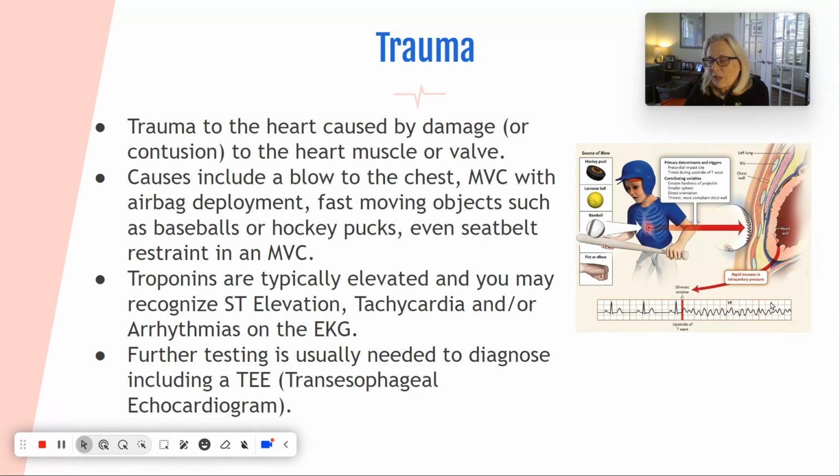All right, the last one we're going to talk about is actual trauma to the chest. So if you have some sort of blow to the chest, it causes some sort of contusion, it hits the heart just the right way. Football players, baseball players get hit with a bat, a ball. You're in a bad car accident where the airbag hits you in the chest. Any blow to the chest can actually cause damage to the heart. Therefore, the ST elevation occurs.